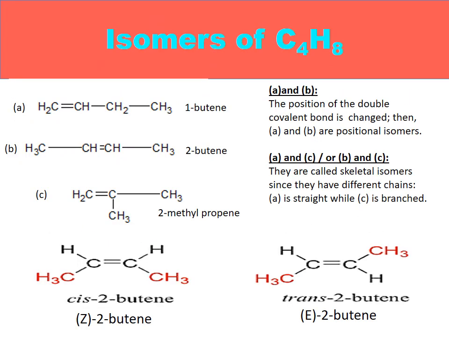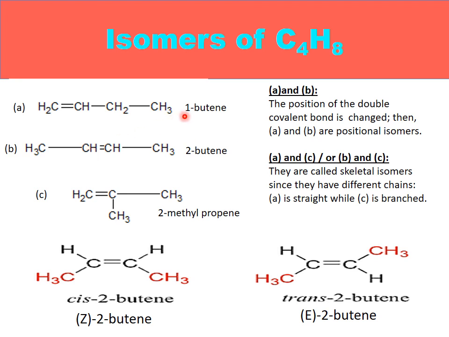Let's take the following example. Isomers of C4H8, where we have 4 carbon atoms and 8 hydrogen atoms. The first way to represent C4H8 is by writing it as a straight chain alkene. To write it as a straight chain alkene, here we have two ways. In the first way, we can attach the double covalent bond to the functional carbon number 1, and in the second case, we can attach the double covalent bond to the functional carbon number 2.